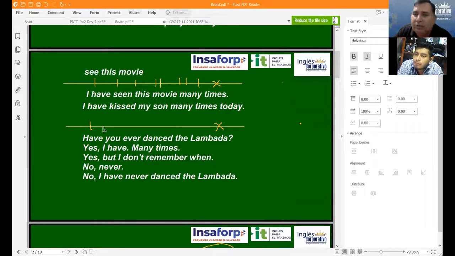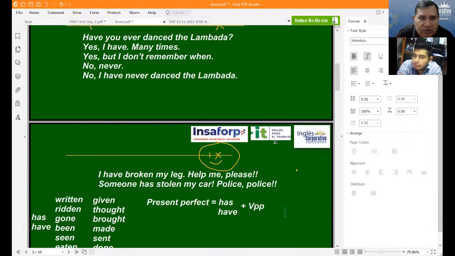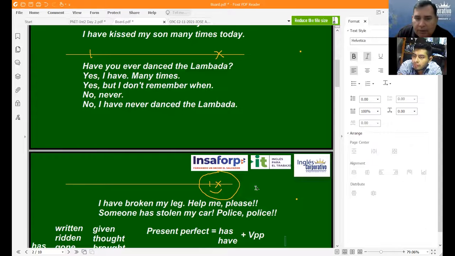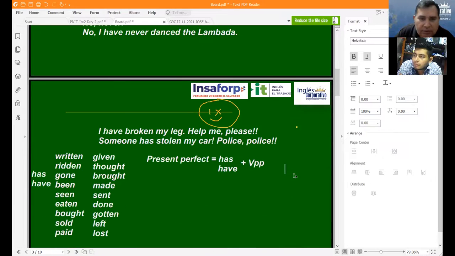The other one is a single action, one isolated action that happened many years ago in the past, but we don't remember when. Someone asks you, have you ever been to El Pital? You say, yes, I have been to El Pital. When did you go? I don't remember. Another is a recent action, an action that happened close to the present. Like, I have broken my leg, please help me. Someone has stolen my car, police, police. Someone has stolen my wallet, please help me.